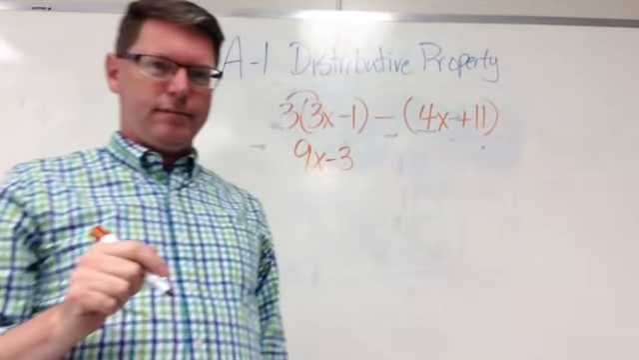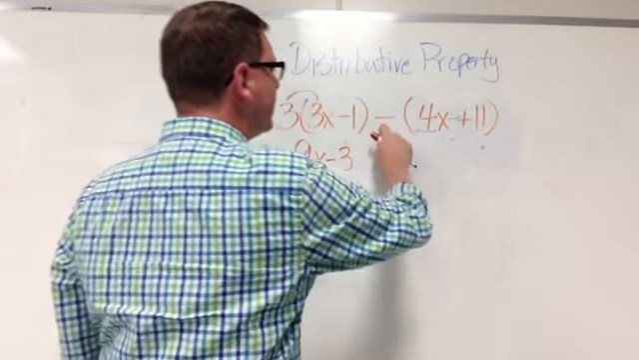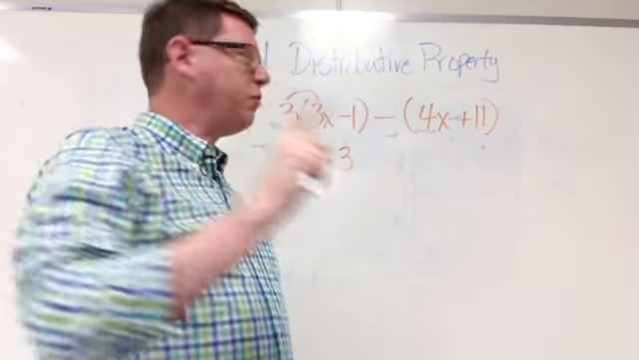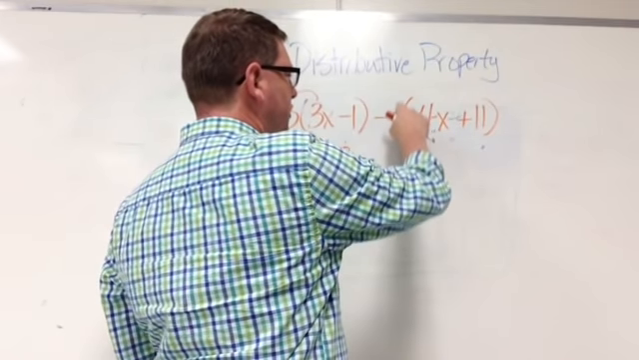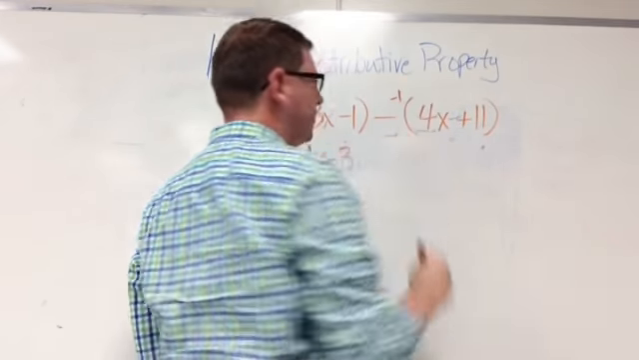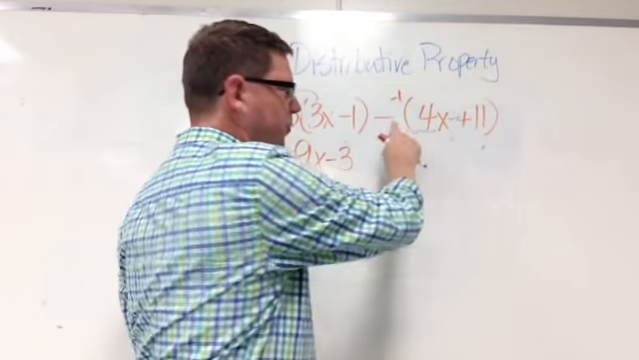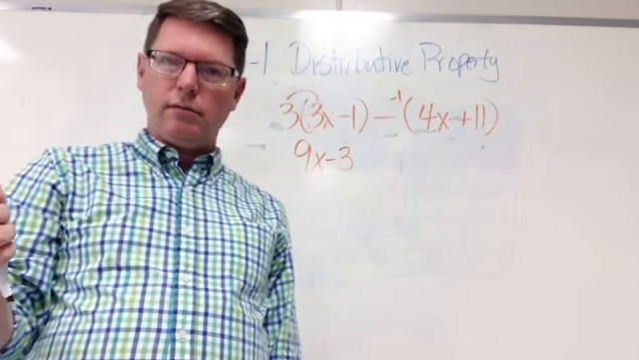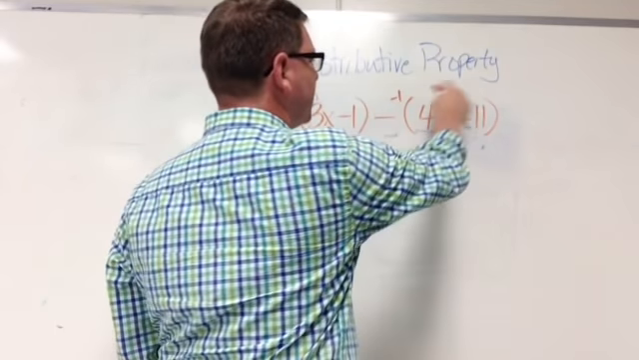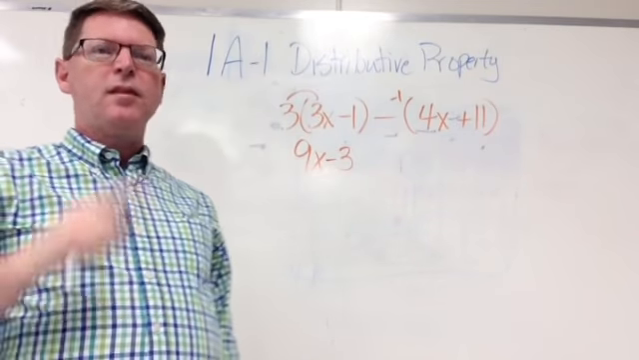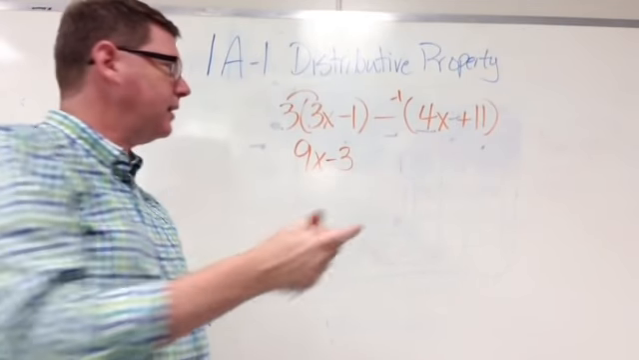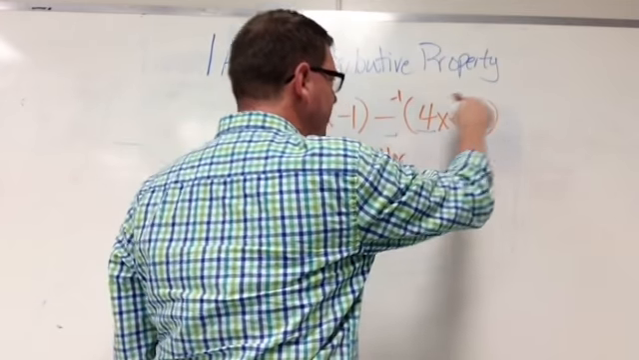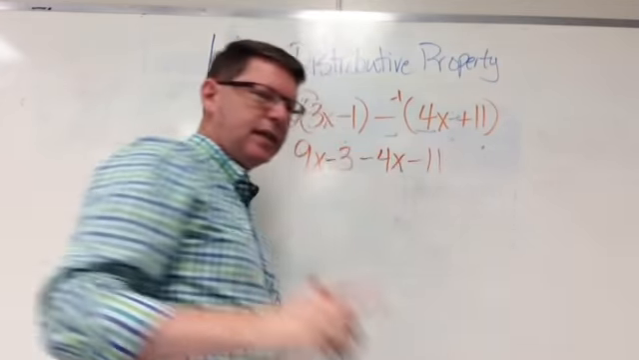Now here's where it gets tricky. Okay? I have minus everything inside the parentheses. So there's 2 ways to look at that. One way to look at that is take that minus and put a 1 right here. So I actually have a negative 1 in front of this parentheses. Okay? Because there's not a number there, I know it's understood to be a 1. So this would be negative 1 times everything inside of the parentheses. Or you can just say minus 4x minus 11.